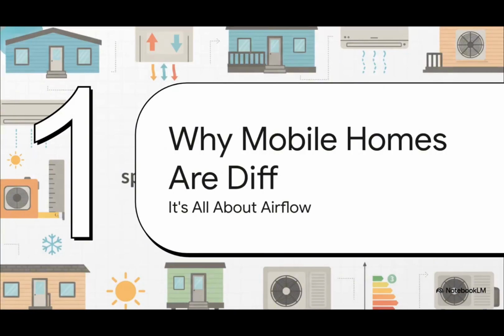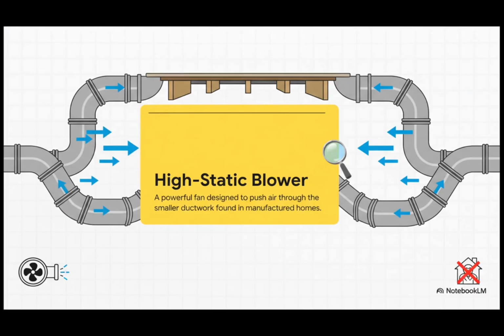So you might be thinking, why can't I just grab any old AC unit from the big box store? Well, it's not that simple. It all boils down to one word: airflow. The entire system in a manufactured home is built differently, and honestly, a lot of contractors out there just don't get it. And this right here is the reason why.